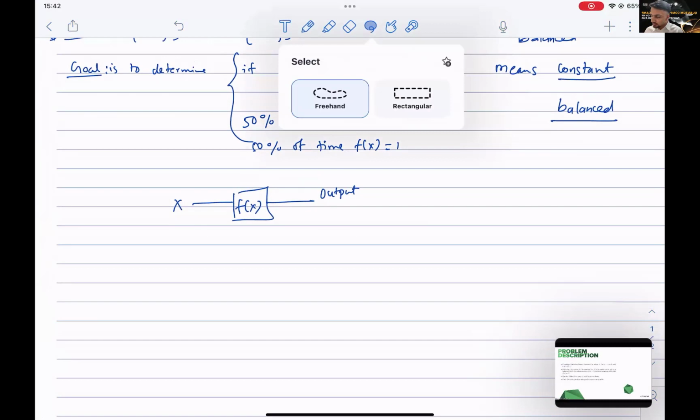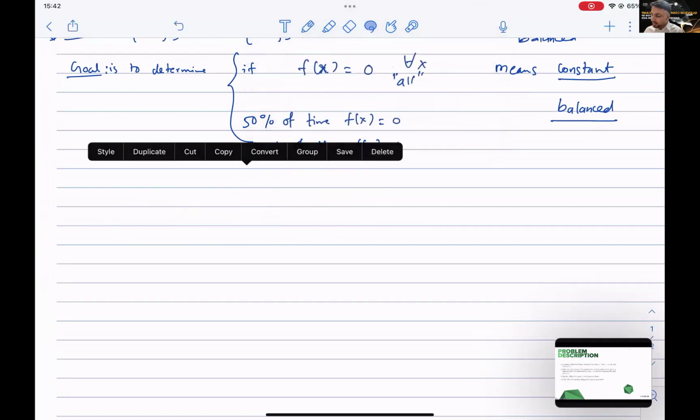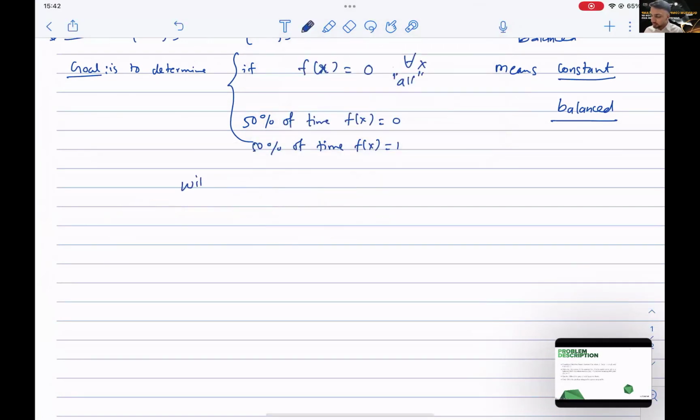The goal is to determine if this is constant or balanced, but the caveat is obviously with the fewest queries that you can. Fewest queries possible. So first of all, before we even think about how to do this quantumly, let's think about how to solve this problem classically. How many queries do we need to solve this?